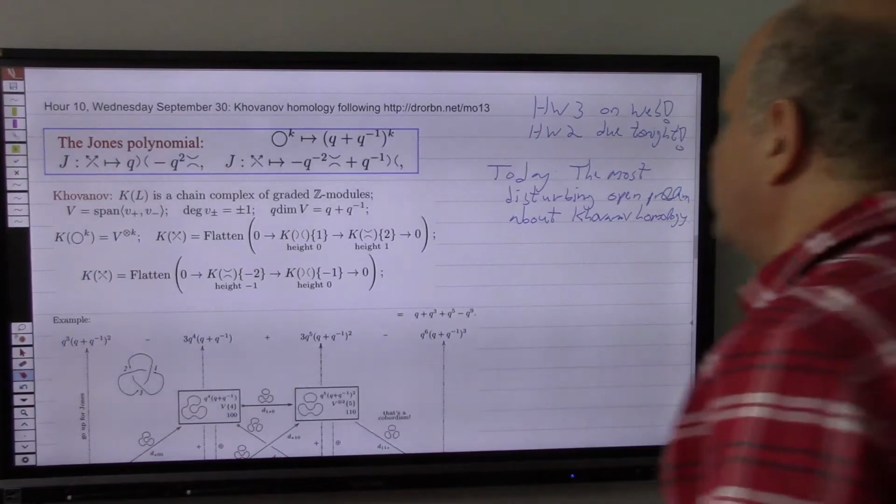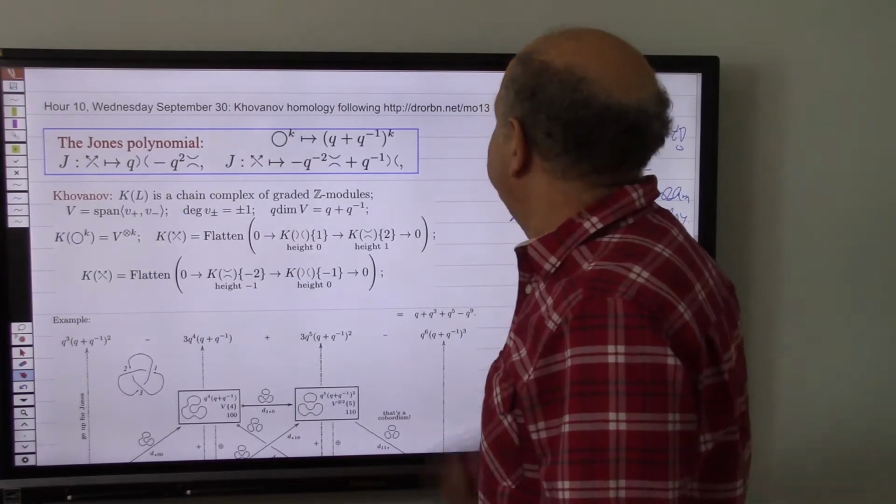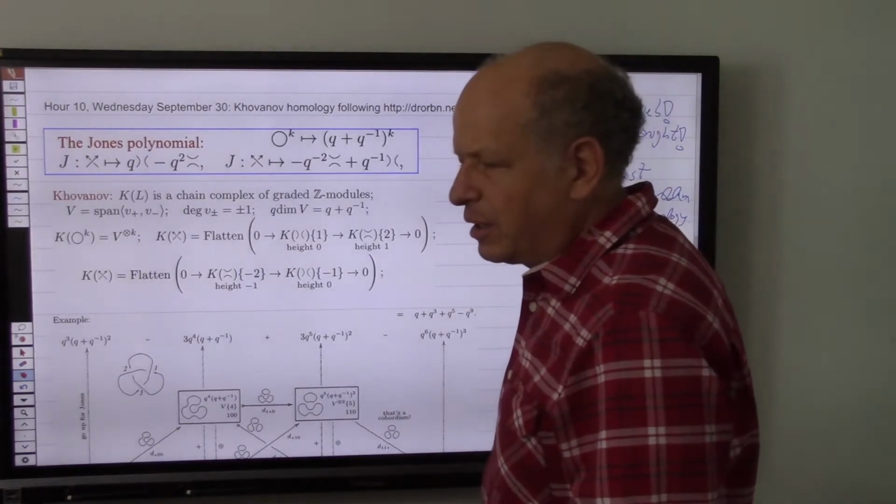Okay, here we go. So we're still doing Khovanov homology. We're still following drawbn.net/mo13. I think you're not screen sharing.